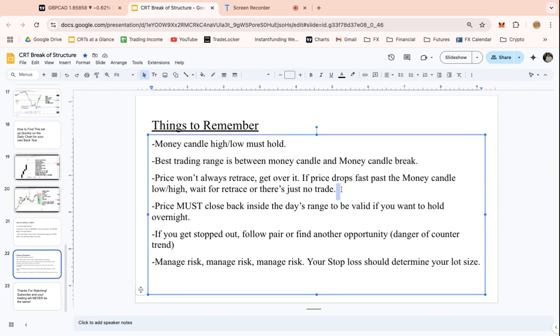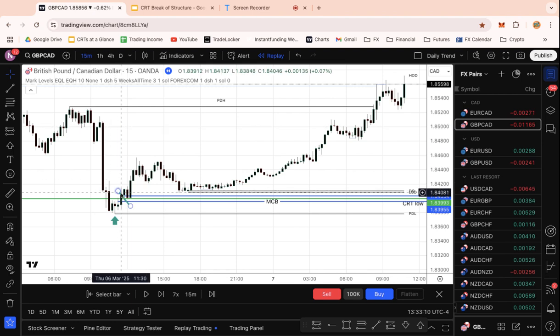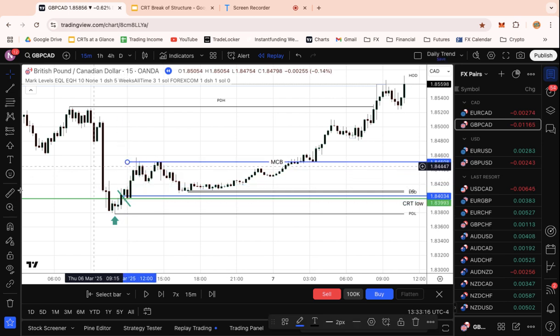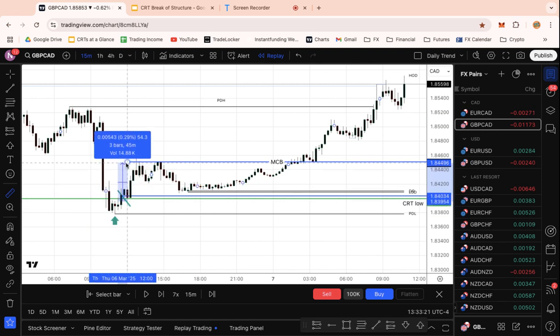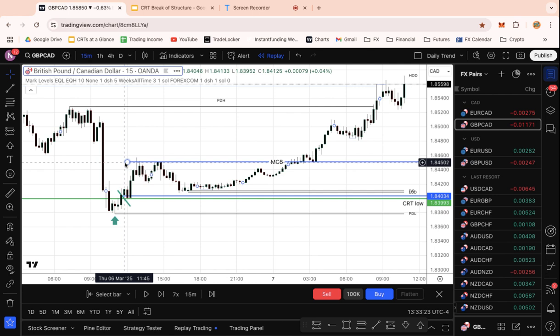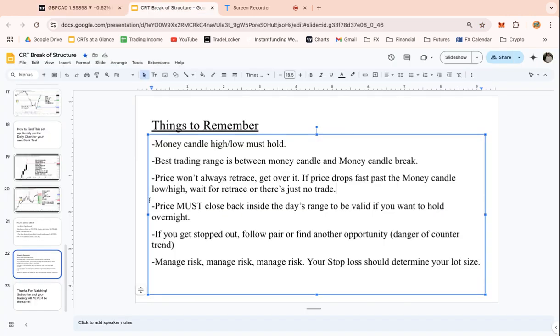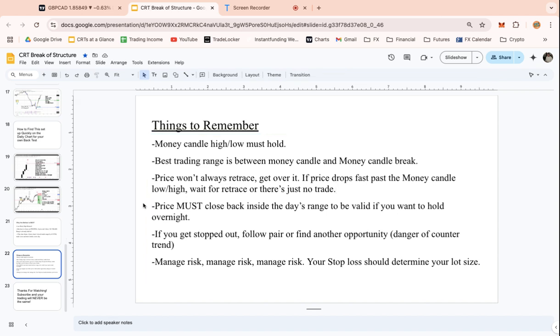Remember that your price won't always retrace. You got to get over that. If price drops fast past the money candle, in essence, what I'm saying is that if the money candle closes all the way up here, let's say it broke and it went like 20 pips past. Like here's the money candle, and then the next candle closed all the way up here like 50 pips. There's no trade there. Either it's going to come back or it's just going to keep rising. But we don't like to see big closes way beyond the money candle. If that happens, forget about it. Wait for it to retrace, or there's just no trade. You find another one. These trades are a dime a dozen.